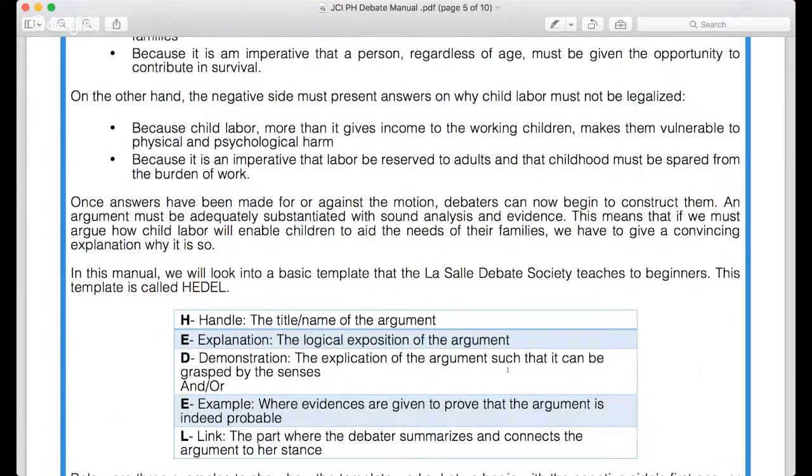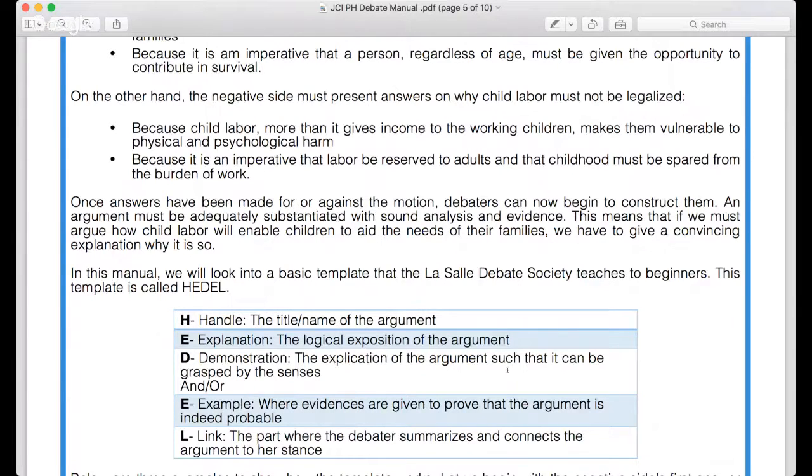But the question would be, what specific benefit? The complexion changes if you say, I want to legalize prostitution because it generates jobs. Automatically, the audience and the judge would know that you will be discussing in the next minute or two how the legalization of prostitution in fact generates jobs. You get that? So the handle has to be a crisp, precise statement of the name of the argument.